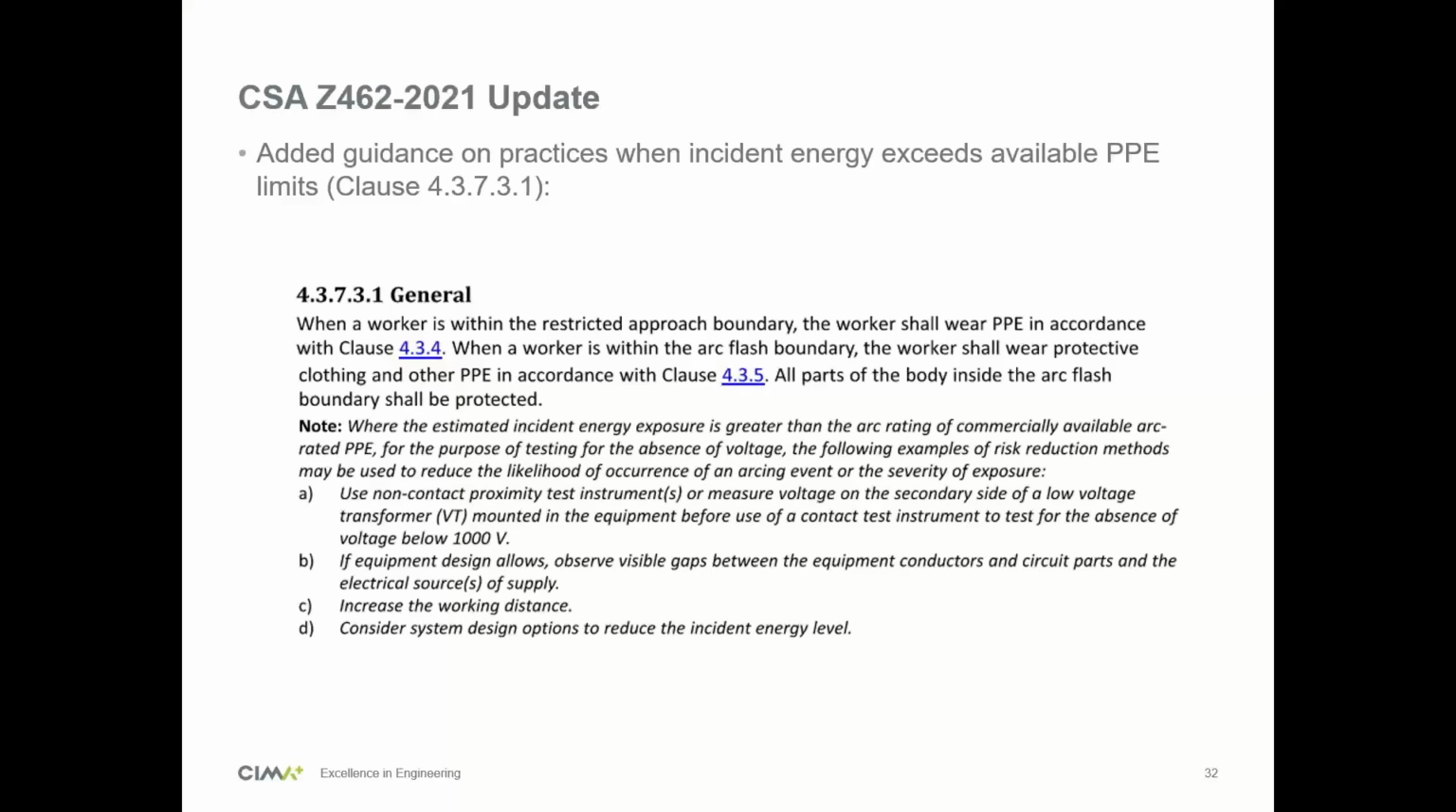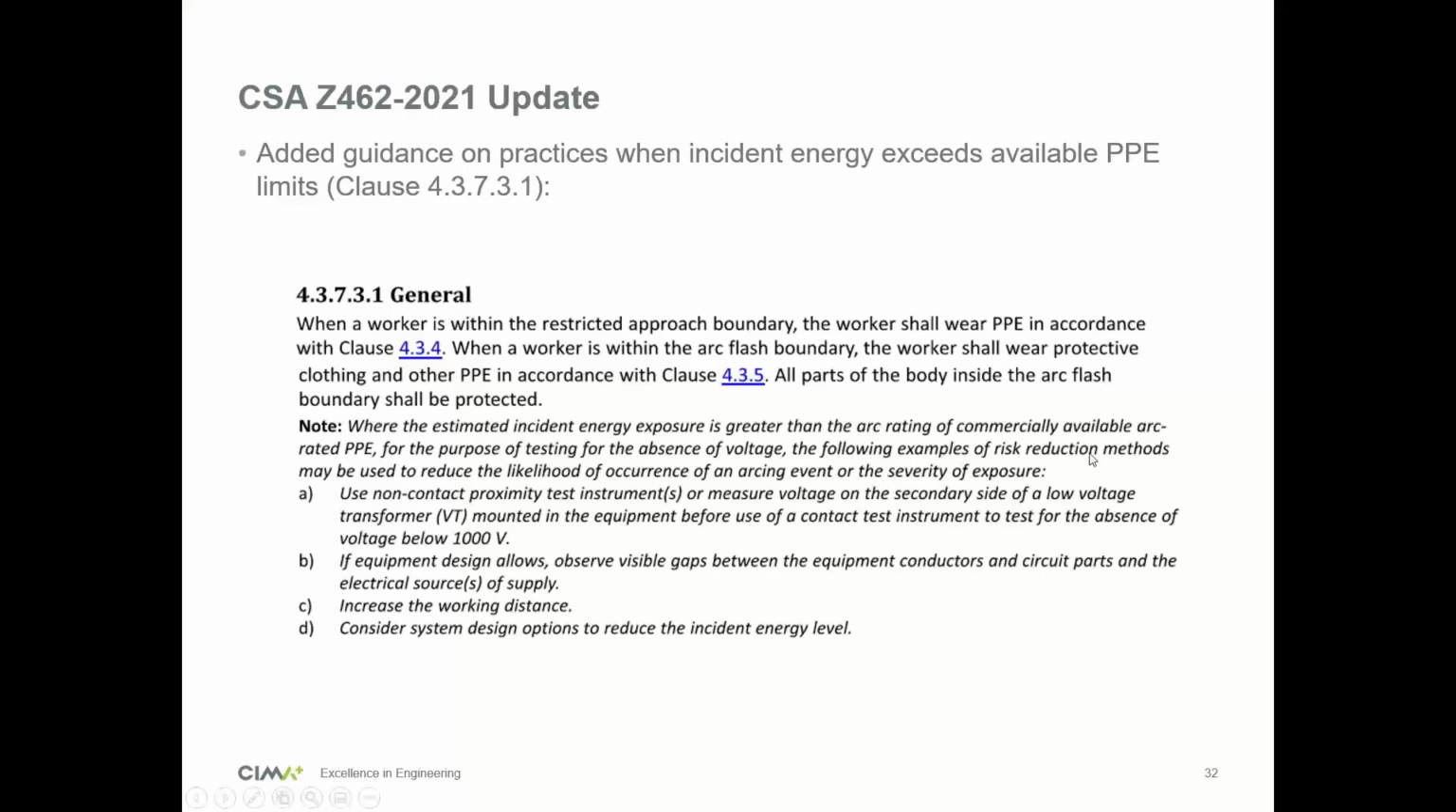So next, there is added guidance on practices where incident energy exceeds available PPE limits. So now available PPE limits is over 75 calories. So they basically added the note here. They say where the estimated incident energy exposure is greater than the arc rating of commercially available arc rated PPE. So basically, you're not allowed to perform live work, but you need to make sure that the equipment is de-energized before working on it. So you need to test for the absence of voltage.